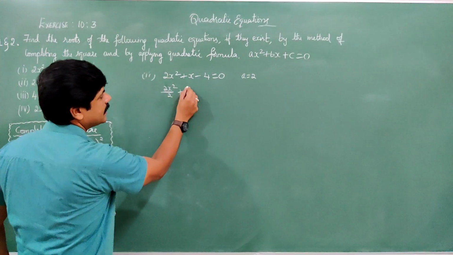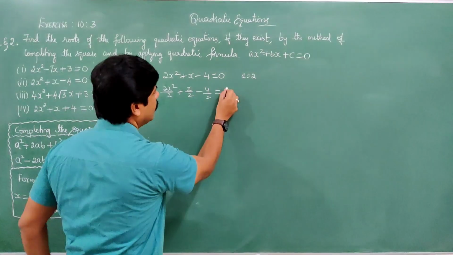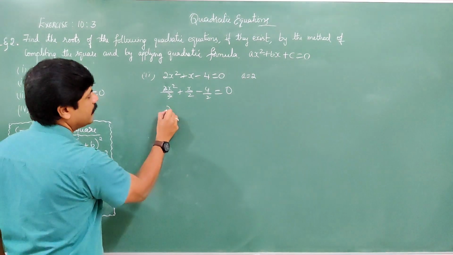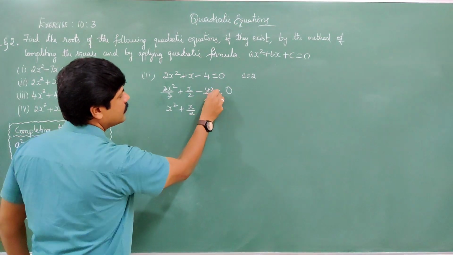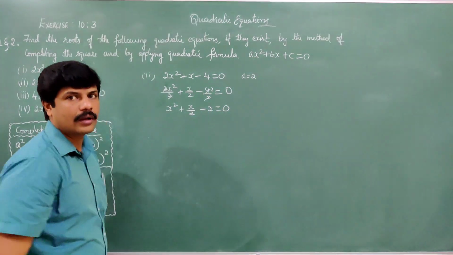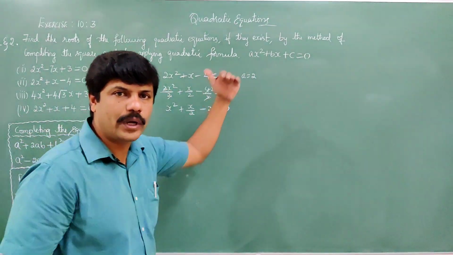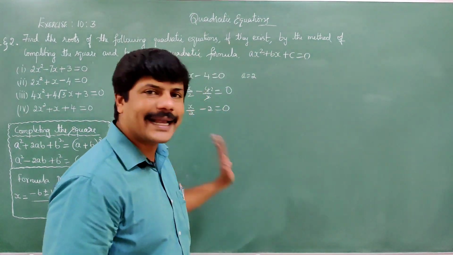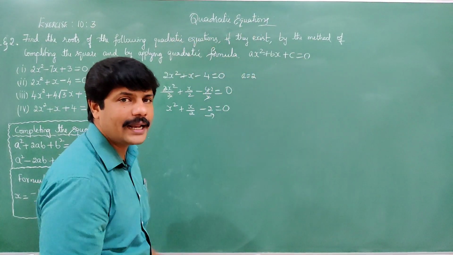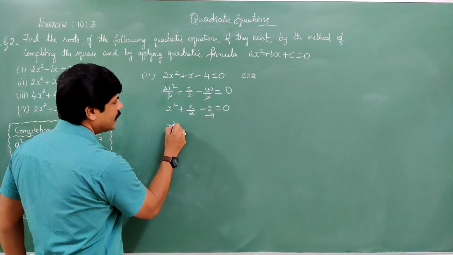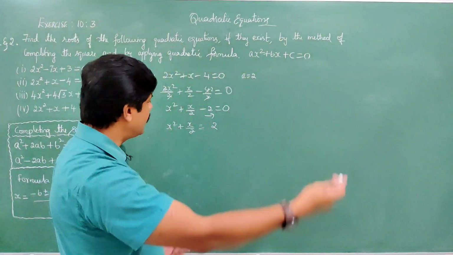2x square by 2 plus x by 2 minus 4 by 2 is equal to 0 by 2, which is 0 only. The 2 gets cancelled. After dividing throughout by the x square coefficient, you have got x square plus x by 2 minus 2 equals 0. This is the first step. The second step is to transfer this constant to the other side. Retain only x square and x, so that x square plus x by 2 is equal to 2. Minus 2 becomes plus 2.